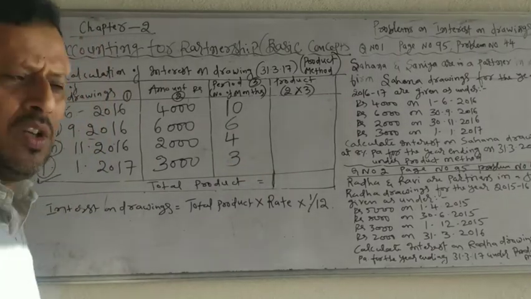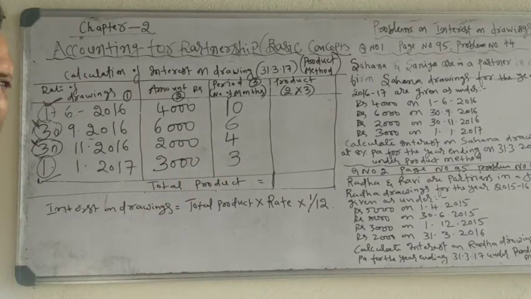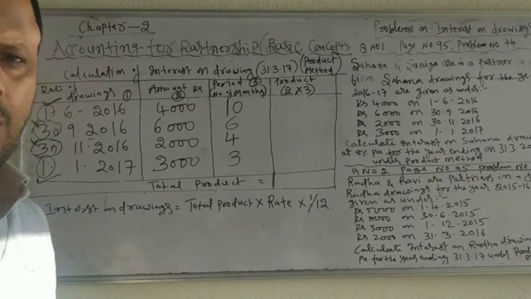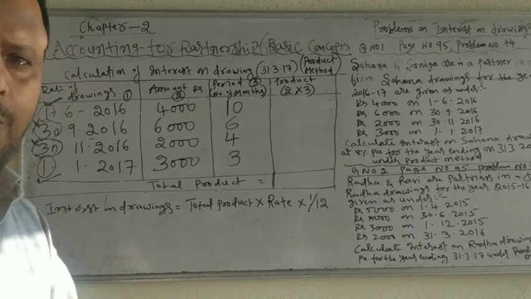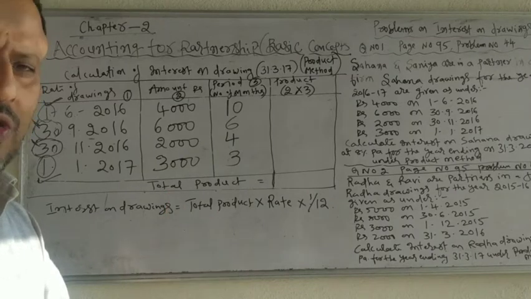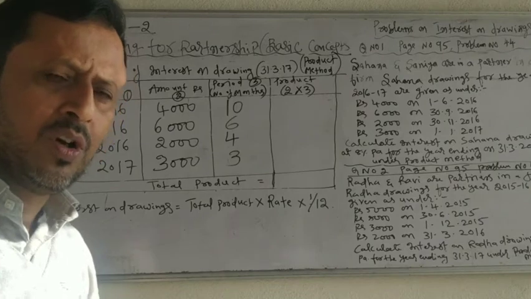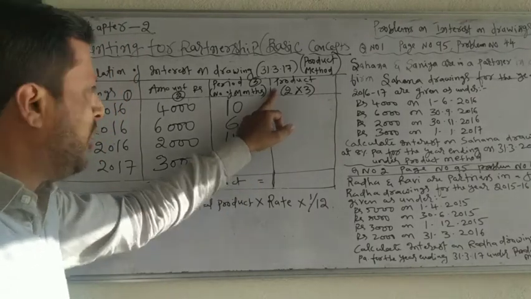Okay, have you got the calculation of number of months? This is the only calculation you have to make, and this is the only calculation where you will make mistakes. You have to learn and practice this calculation of number of months. If drawings is made on the first of the month, count from the same month. Drawings made on the last day of the month, count from the next month. Okay. Now the fourth column is product.